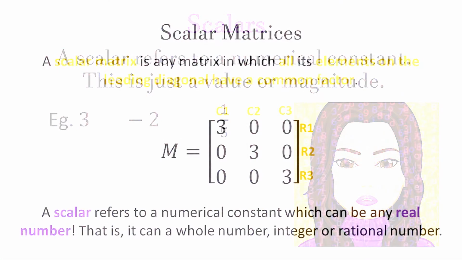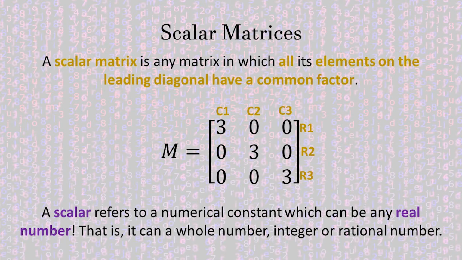Do you recall the square matrix called the scalar matrix? That particular matrix, all the elements on its leading diagonal were scalar multiples. This means that all the elements were multiplied by a particular number.